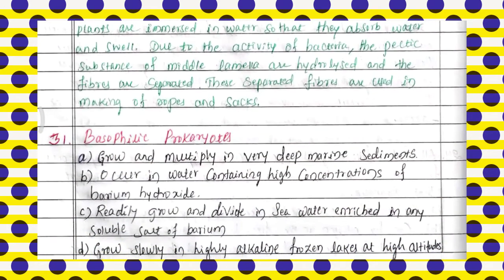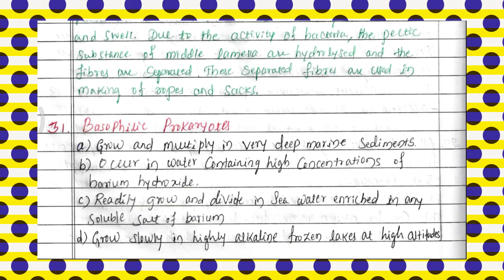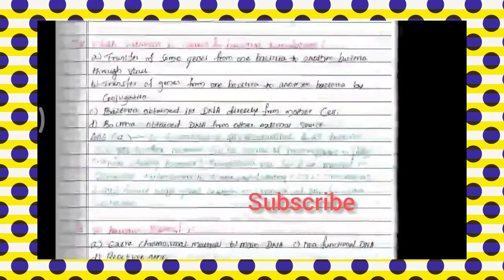Question number 31. Mesophilic prokaryotes: A. grow and multiply in very deep marine sediments. B. Occur in water containing high concentrations of barium hydroxide. C. Readily grow and divide in seawater enriched in any soluble salt of barium. D. Grow slowly in highly alkaline frozen lakes at high altitudes. Answer is A.